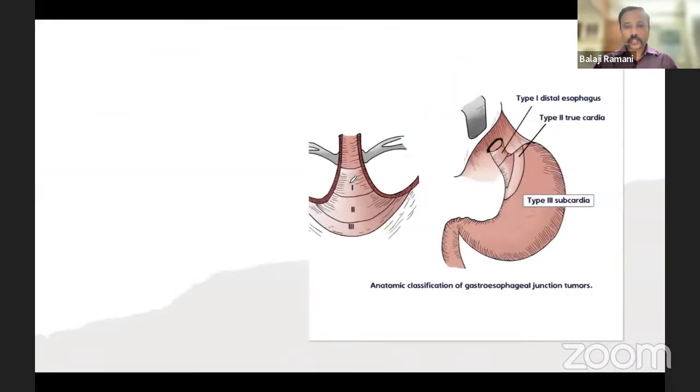So this is how it is. Type 1, type 2, and type 3, these are the three types that we have. Type 1 is the distal esophagus, type 2 is the true cardia, and type 3 is the subcardia. And the distance, as I already mentioned, is between 1 centimeter above and 2 centimeter below the anatomical OG junction. Anything above 1 centimeter, if the epicenter is there, that is a type 1. And anything below 2 centimeter, that is going to be a type 3. In between these two lies the true zone of the cardia. And type 1 and 2 are treated as esophageal adenocarcinomas.